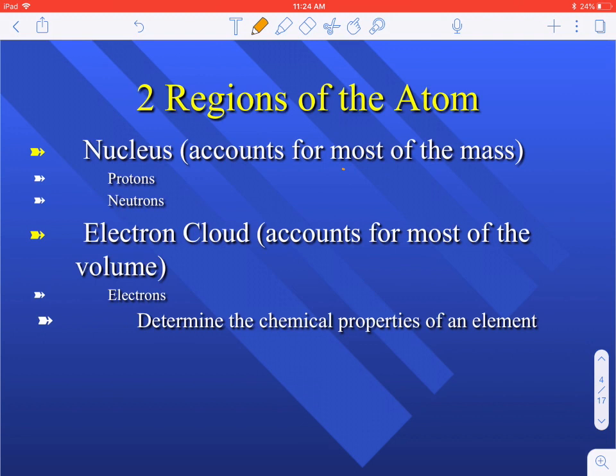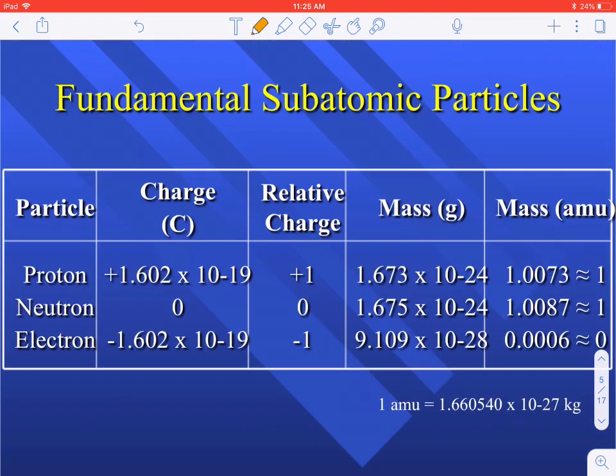In the nucleus, that is where we find most of the mass of the atom, and we'll actually assign some numbers to this in a minute. That is where we find the protons. Protons are positively charged. Neutrons are neutrally charged. They don't have a charge. And then somewhere around that nucleus is something we call the electron cloud. The electron cloud has the electrons. The electrons are negative. Now, the electrons are very important for determining what the chemical properties of the element actually are and how it might bond.